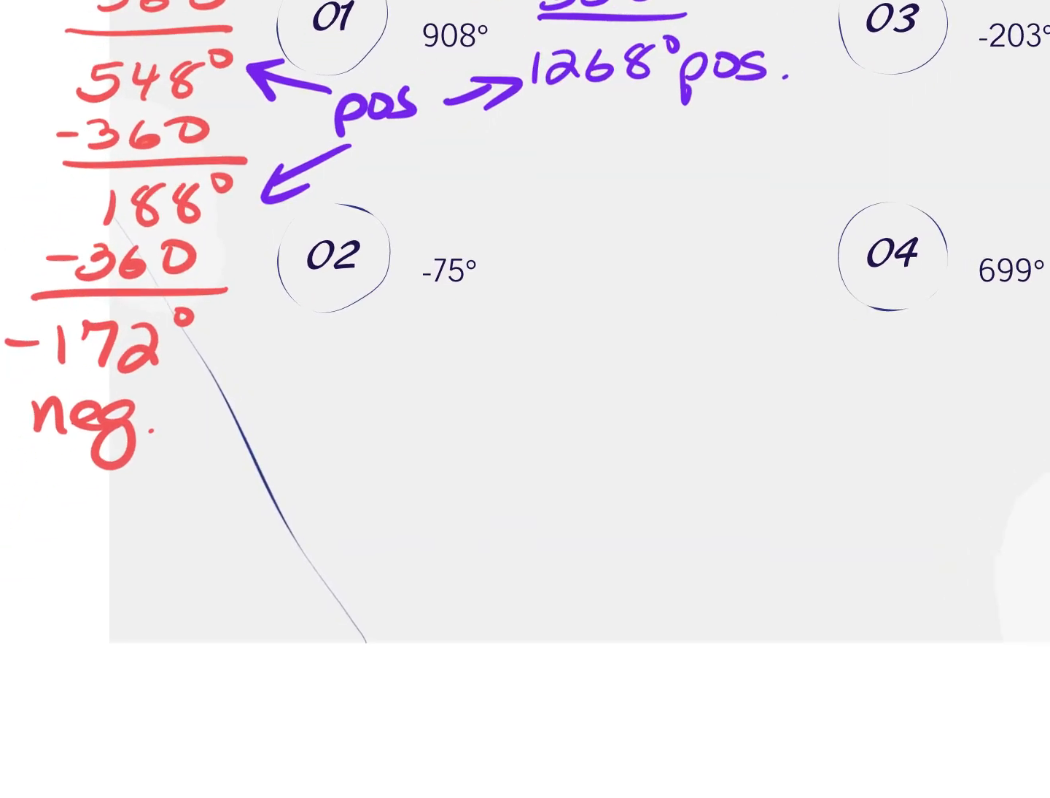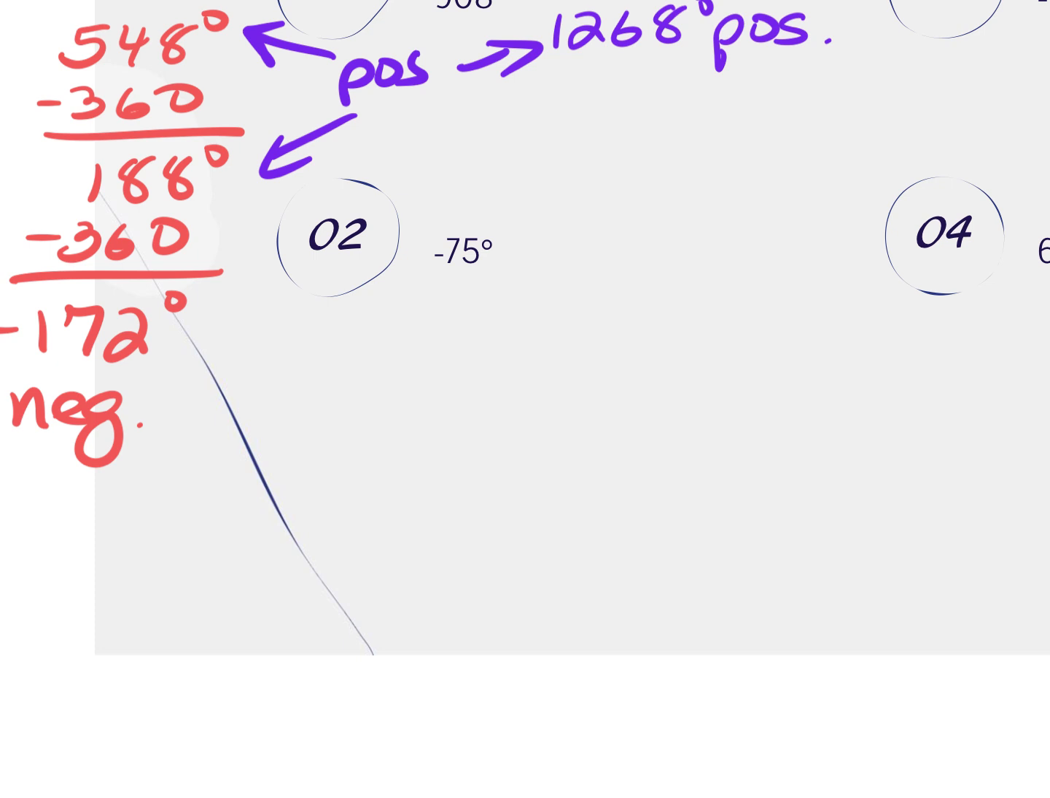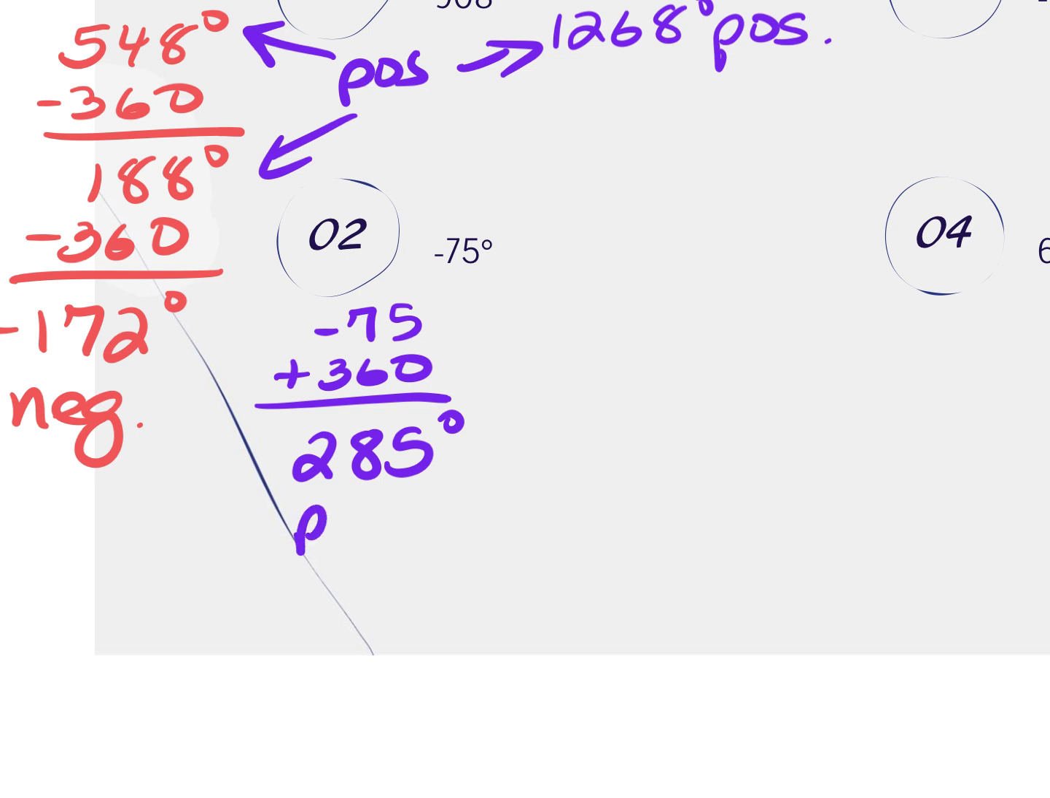Number 2, right below it. So negative 75. Again, to find a positive, I'm going to take negative 75 and add 360. And this will give me positive 285. This is my positive coterminal.